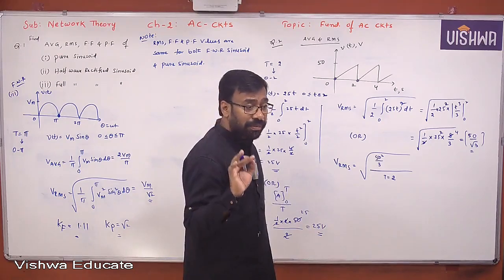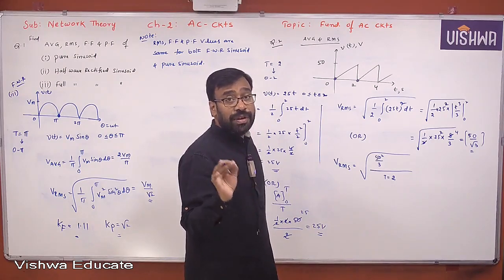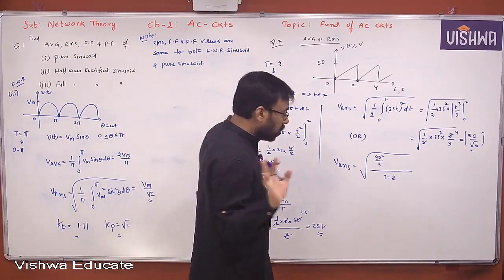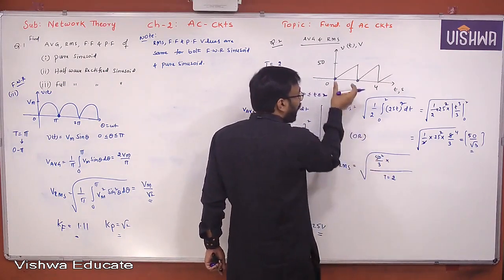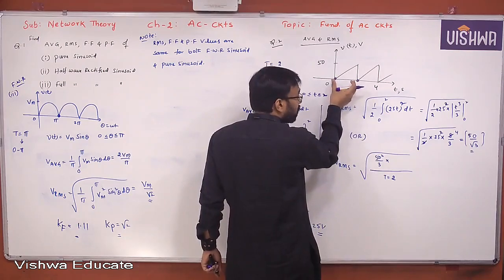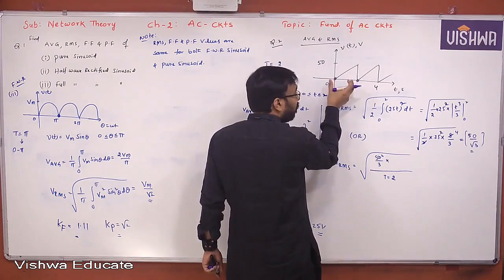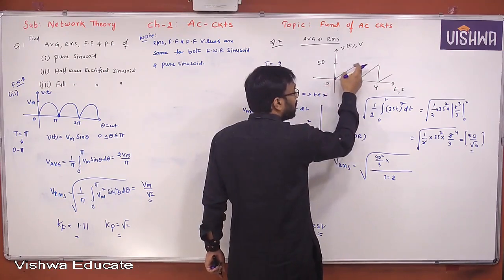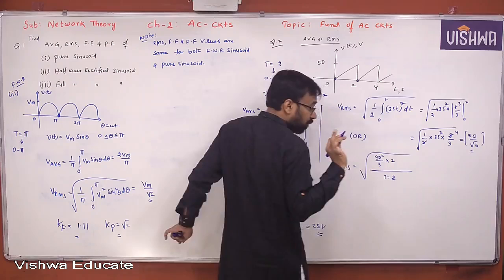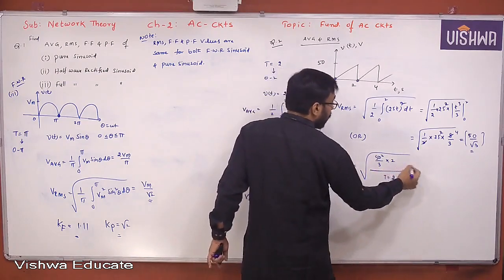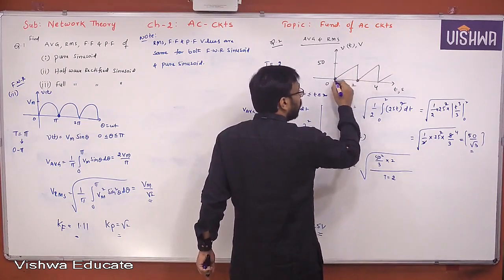Only for a ramp, 50 square by 3. For a step, 50 square. That's it. Okay. Now 50 square by 3 into what is the duration of that ramp? What is the width of the ramp? How long does it exist here? 0 to 2 only, right? Therefore, the duration is 2. That's it. Simple. You don't have any other, right? Only in the first cycle, you have only one ramp.